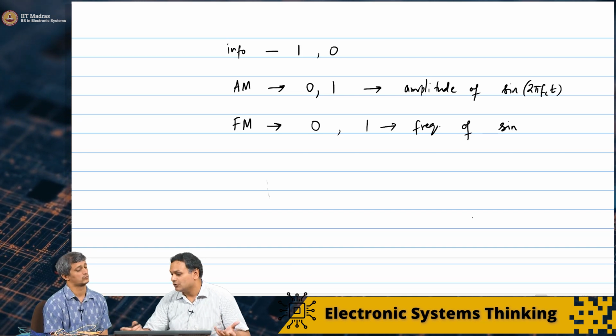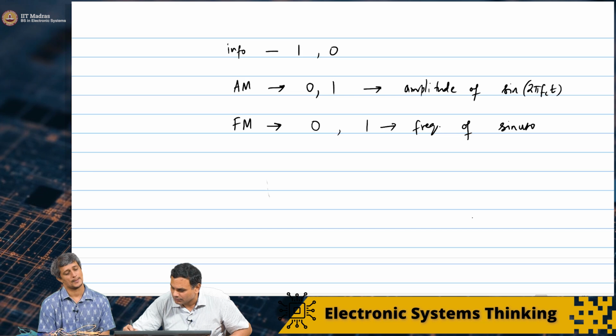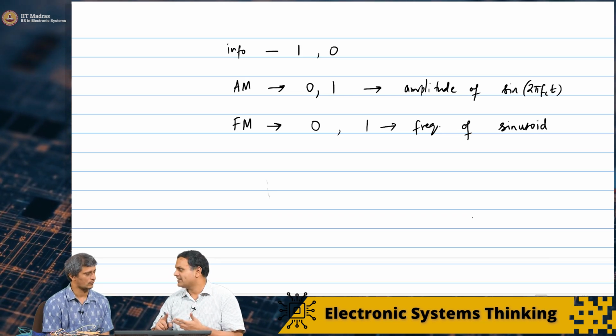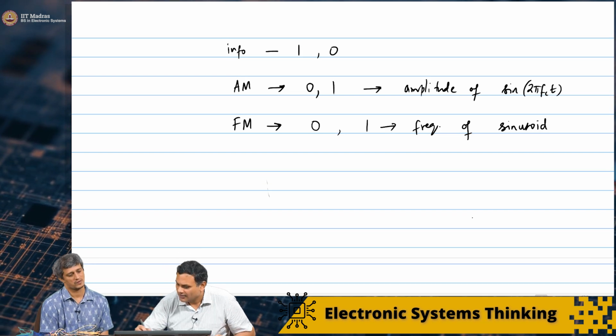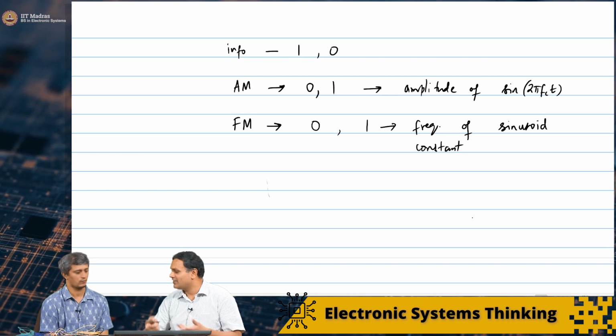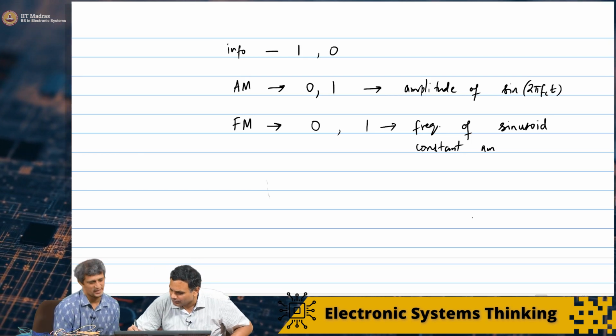Of the sinusoid. I'll just write it as sinusoid. And by definition, the amplitude, phase, etc. should be constant. Just like before we assumed frequency is constant, here we'll assume constant amplitude.